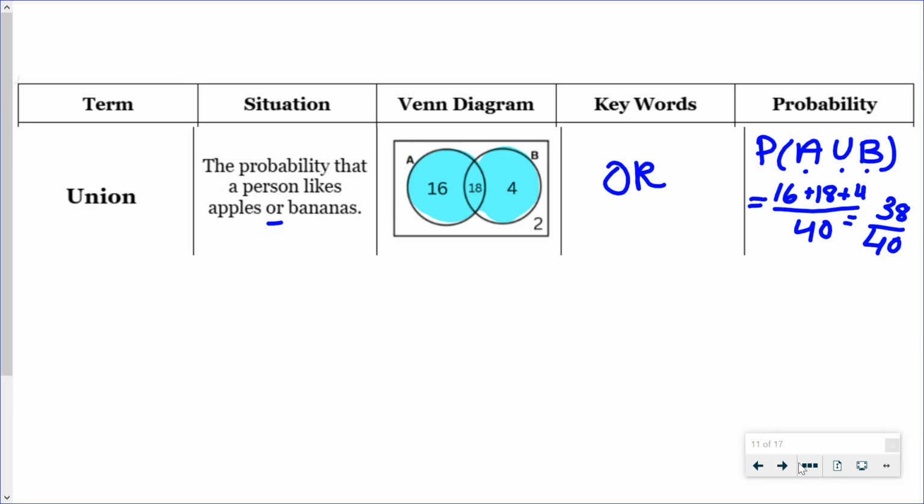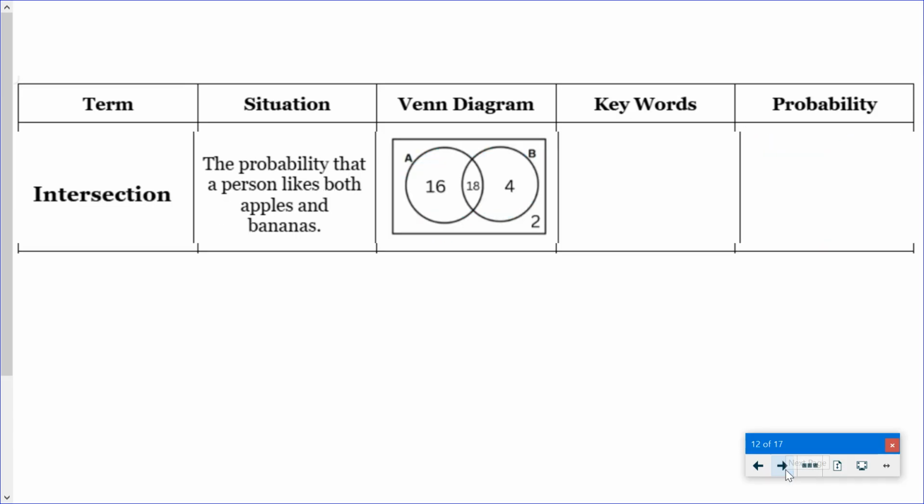All right. The next type is sort of the other side of things from a union, an intersection. Well, if you think about where cars cross, that's called an intersection. So where things cross, our keyword in our sentence, the probability that a person likes both apples and bananas, our keyword is and. And specifically both and. We want to see both, saying that we are looking for two different things.